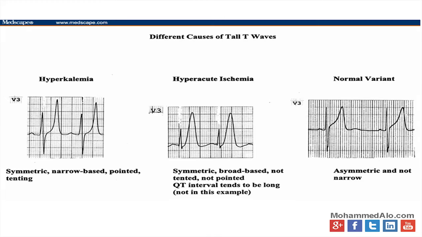Next is just to quickly look at T waves. If you look at this first one here, called hyperkalemia, hyperkalemic T waves, especially in the very beginning of hyperkalemia, are tall, narrow, and pointed. Hyperacute ischemia gives you wide and broad T waves that are not pointed, and they're very symmetric. Keep that in mind, they're symmetrical. Ischemic hyperacute T waves are symmetrical. Then you look at the normal variant, which slopes up slowly, then comes down rather quickly.